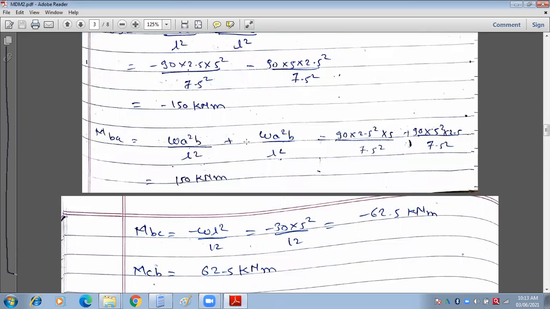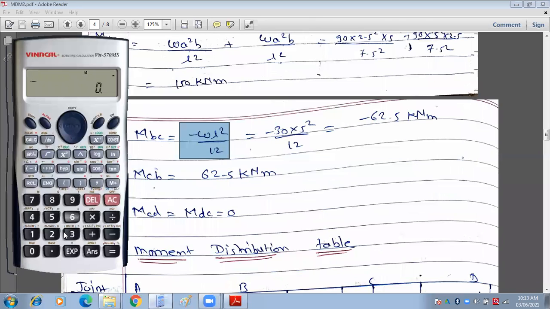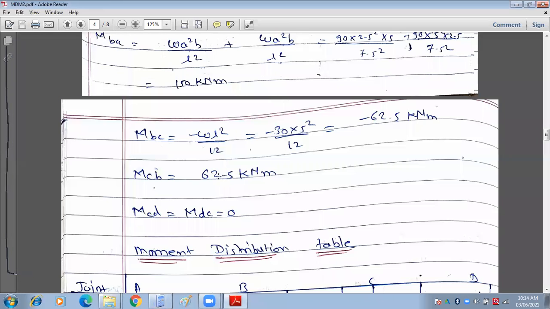Now for the span AB, we have calculated fixed end moment. Now similarly for the span BC, there is a UDL. Therefore the formula is WL square by 12. W is 30, span is 5. Therefore 30 into 5 square divided by 12, 62.5. One term is minus, one term is plus, minus plus, anti-clockwise, clockwise.